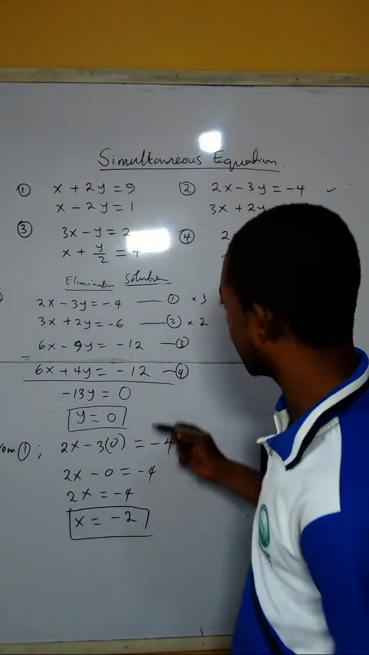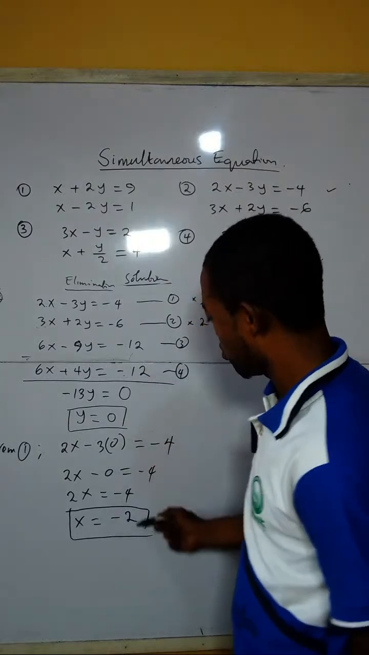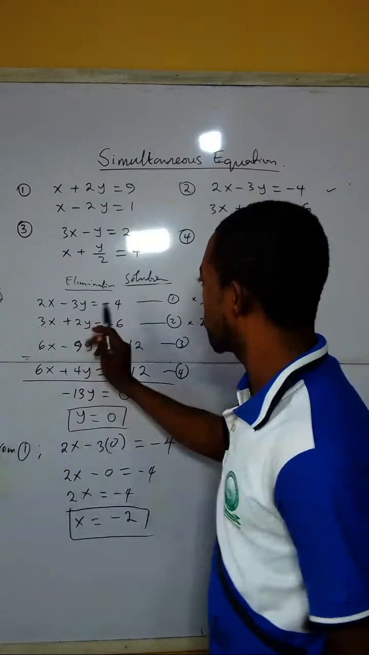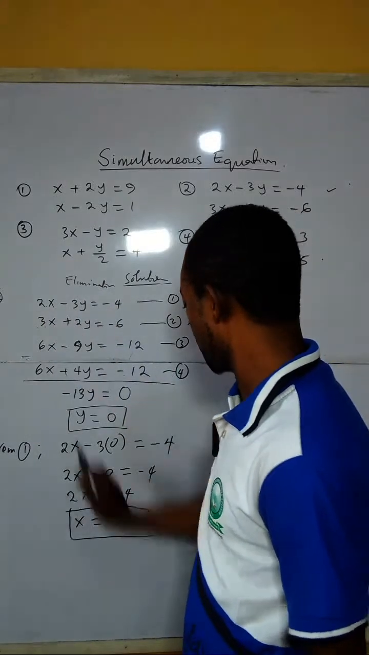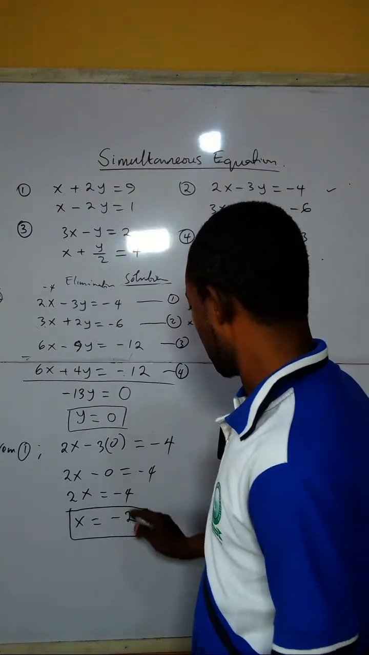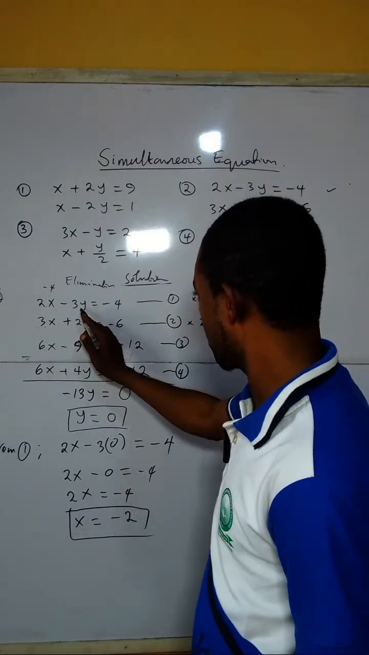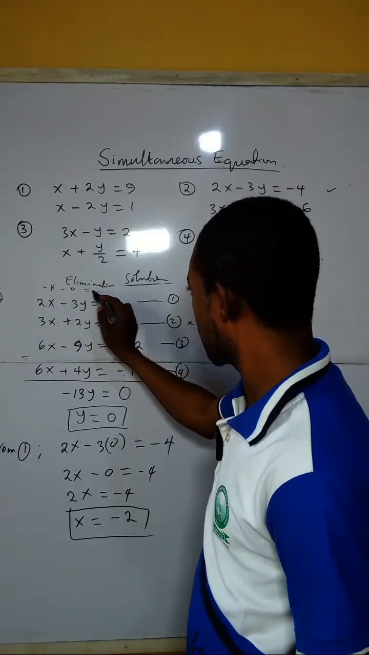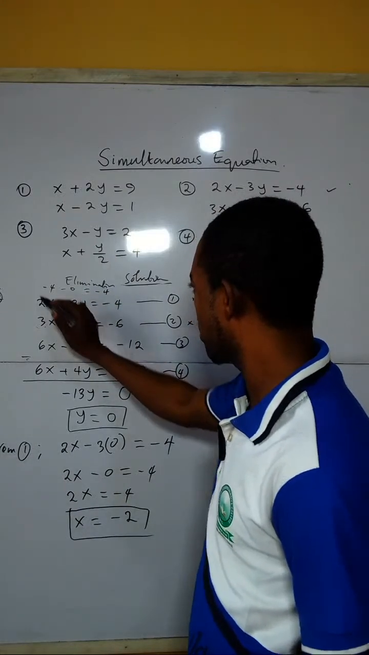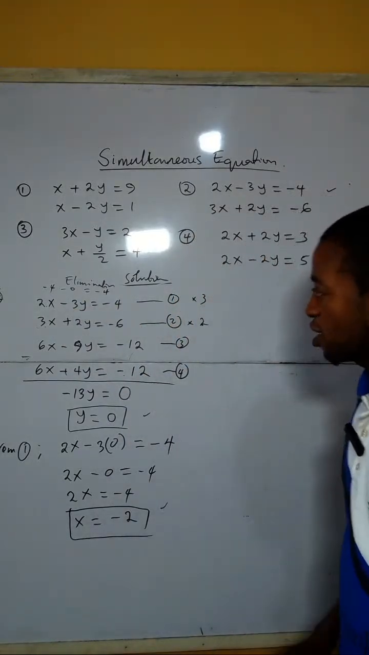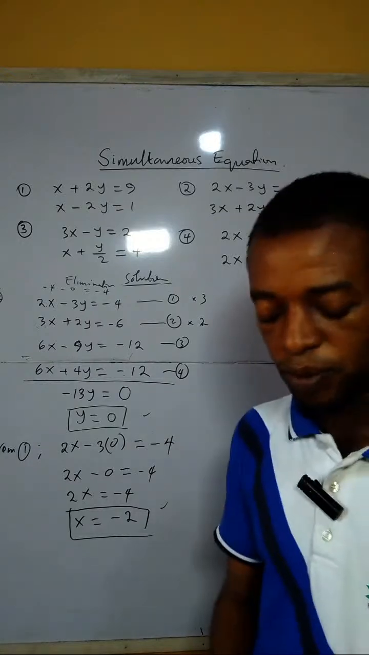Now let's check. In equation 1, put x to be minus 2, put y to be 0. So it implies that 2 times minus 2 gives us minus 4. Then 3 times 0, that's still 0. And it equals minus 4. Of course, this is minus 4 equals to minus 4. So it implies that this solution satisfies the given problem.